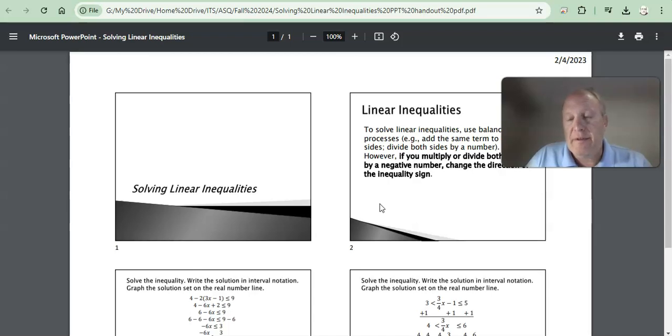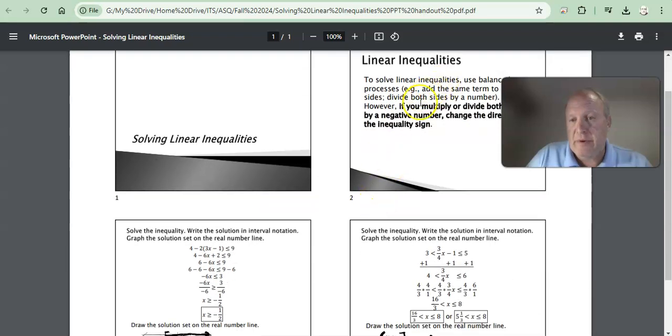The same rules apply. There's just one exception, and that's when you divide or multiply by a negative, you have to flip the inequality symbol around. So if it starts out as a greater than or equal to, when you divide or multiply by a negative, you have to flip it to a less than or equal to. That's what it says right here. If you multiply or divide both sides by a negative number, change the direction of the inequality symbol. That's key right there. That's the big piece that you've got to make sure that you cover.